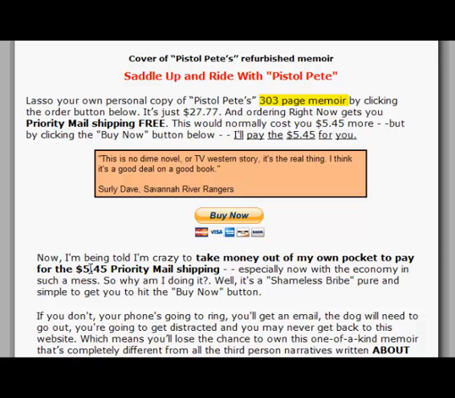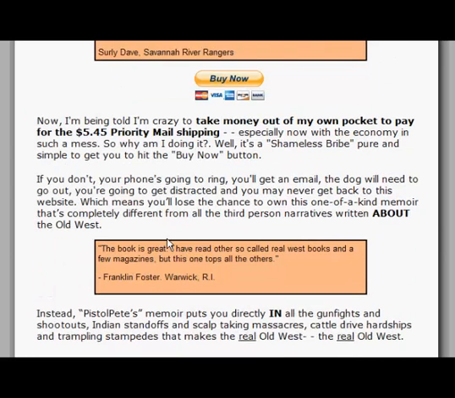Now I'm being told I'm crazy to take money out of my own pocket to pay for the shipping, especially now with the economy in a mess. Good, making this contextual. This is something that is in people's minds. So why am I doing this? Well, it's a shameless bribe. Good strategy here: if you don't, your phone is going to ring, or you'll get an email, or the dog will need to go out. Good strategy here as well, to tell them why they should act right away.